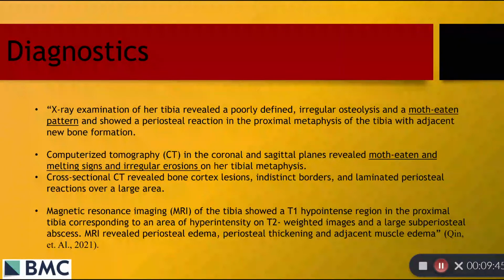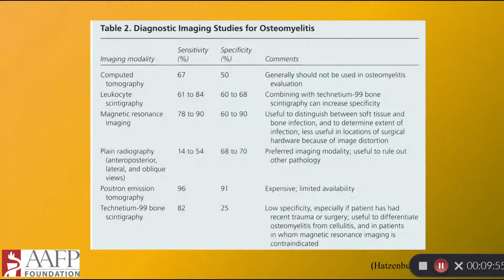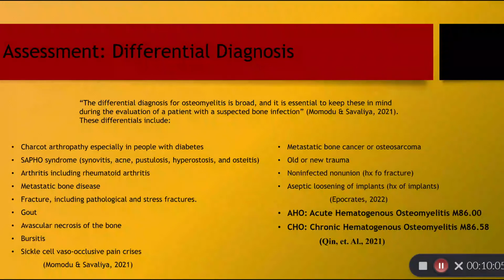This cross-sectional CT showed indistinct borders. So anyways, MRI. So they did X-ray. They went to CT. They went to MRI. There's your pathway. We talk more about diagnostics. I need to move forward faster, but this is a little graph from the AAFP, and it shows you do a CT, diagnostic imaging studies for osteomyelitis.